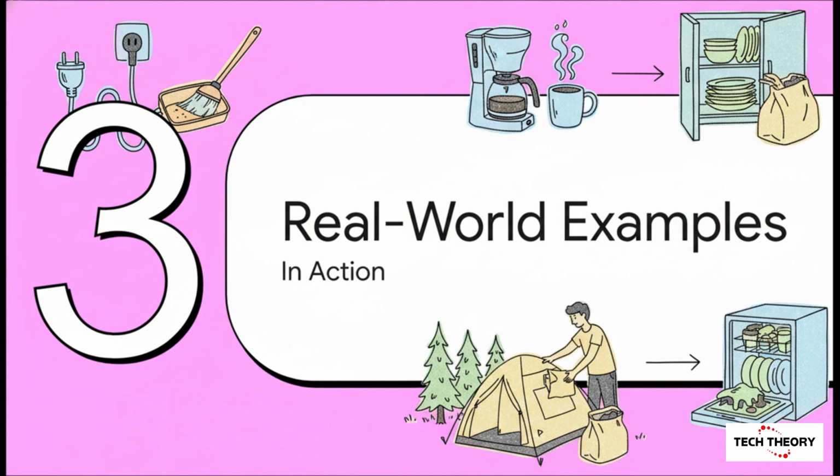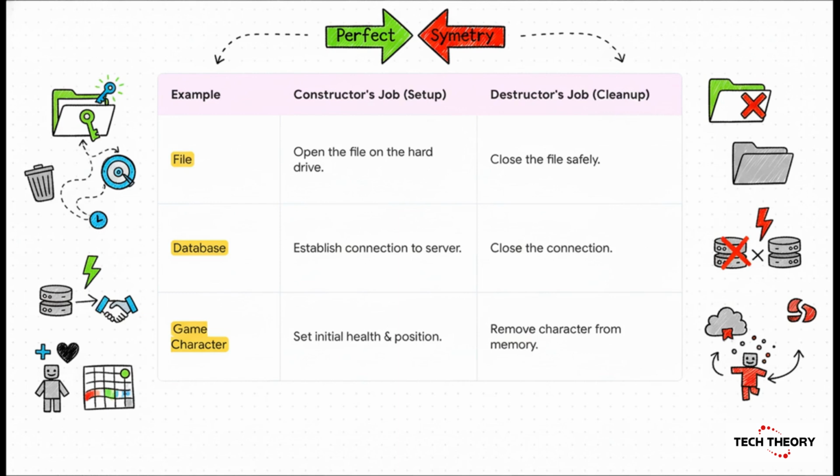Okay, this all might seem a little abstract, so let's look at some concrete, real-world examples where this setup and cleanup dance happens all the time. You can really see the symmetry here. When you create a file object, its constructor literally opens the file on your hard drive. When that object is destroyed, its destructor closes it. Simple. For a database object, the constructor connects to the server, the destructor disconnects. For a character in a game, the constructor sets its starting health and puts it on the map. The destructor removes it from the game world when it's defeated. It's this perfect, symmetrical partnership.